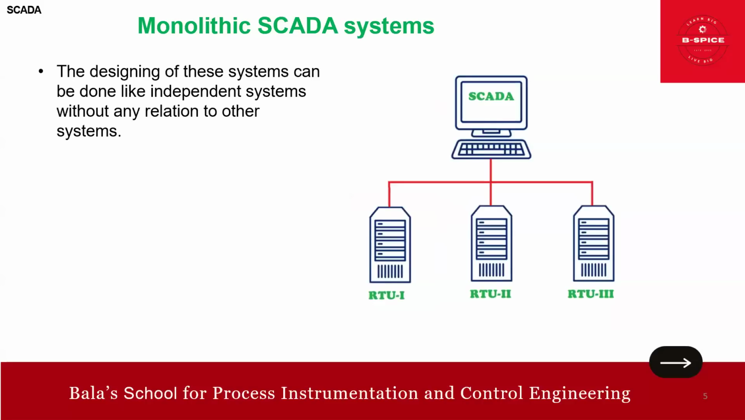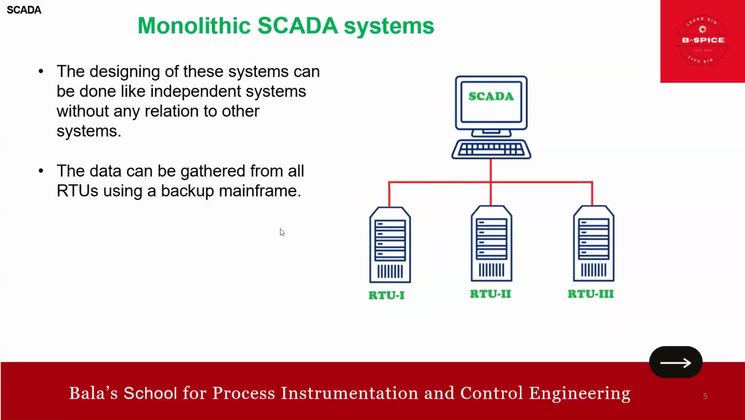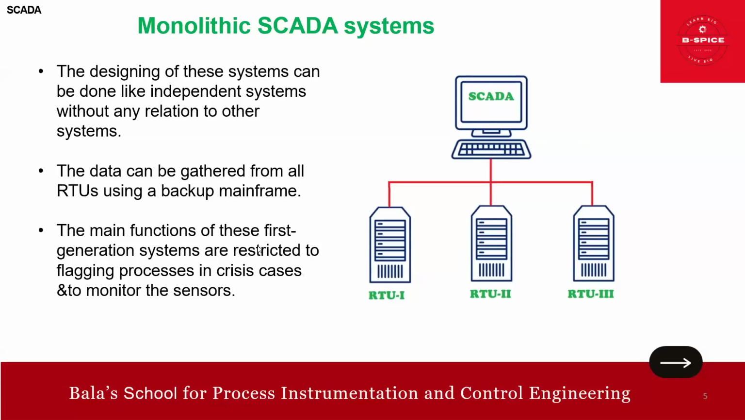Then a few more to add. The design of this system can be done like an independent system without any relation to other systems, as a standalone system, right friends? So the data can be gathered from all RTUs using a mainframe. The main function of these first generation systems is restricted, in the sense restricted to flagging processes in crisis cases and to monitor the sensors. That's it, very much an overview. This is about monolithic.